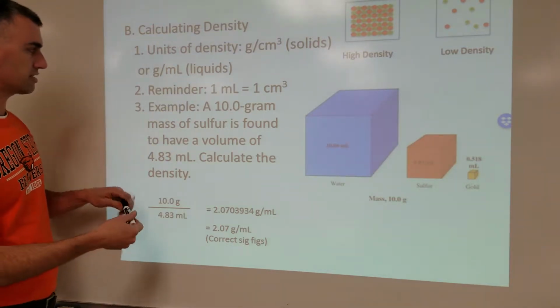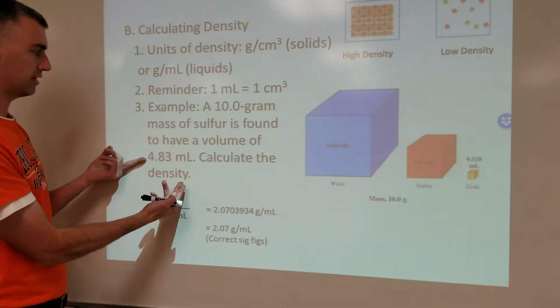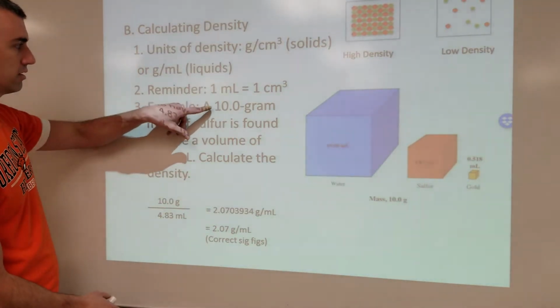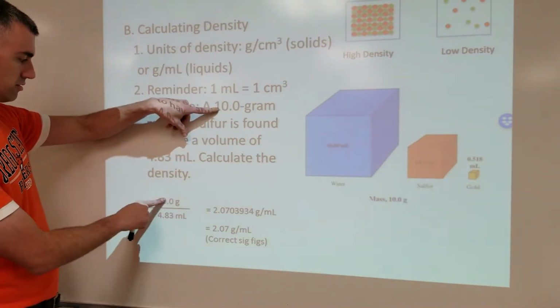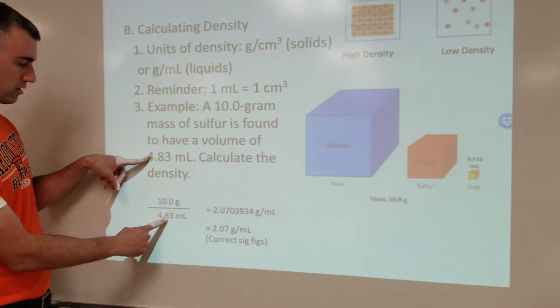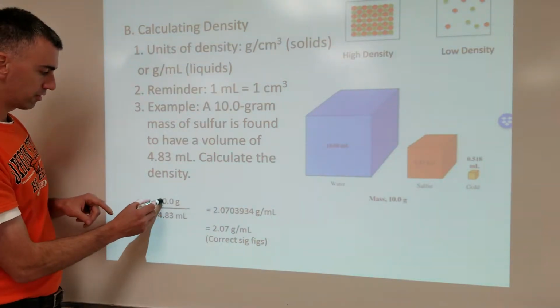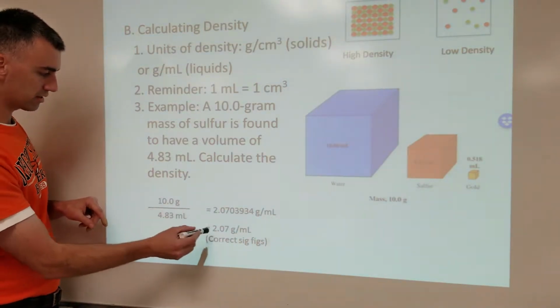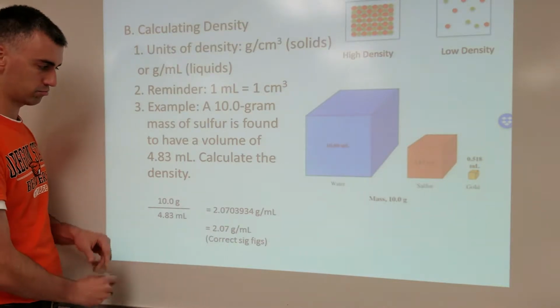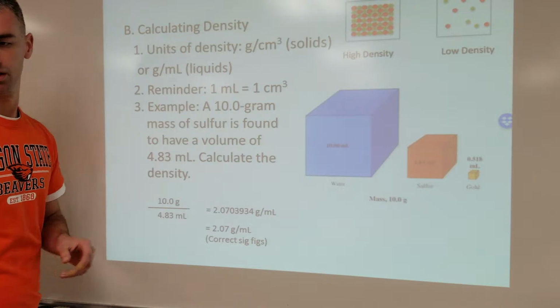So when we consider this example here, a 10 gram mass of sulfur is found to have a volume of 4.83 milliliters. Calculate the density. You simply take the grams, right there, divided by the volume, right there. So grams divided by milliliters is grams per milliliter. This is the raw calculated output. 3 sig figs. Okay, so calculating density is pretty straightforward if you have the mass and the volume.